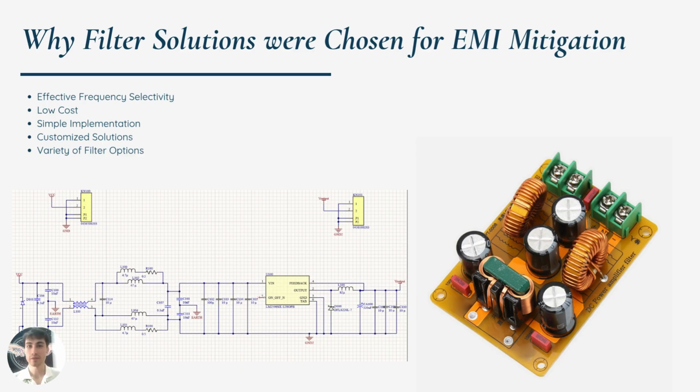So, why did we choose the EMI filter for reducing EMI? Because it has effective frequency selectivity, it has a low cost and is simple to implement, and it offers customized solutions such as different topologies and a variety of filter options.